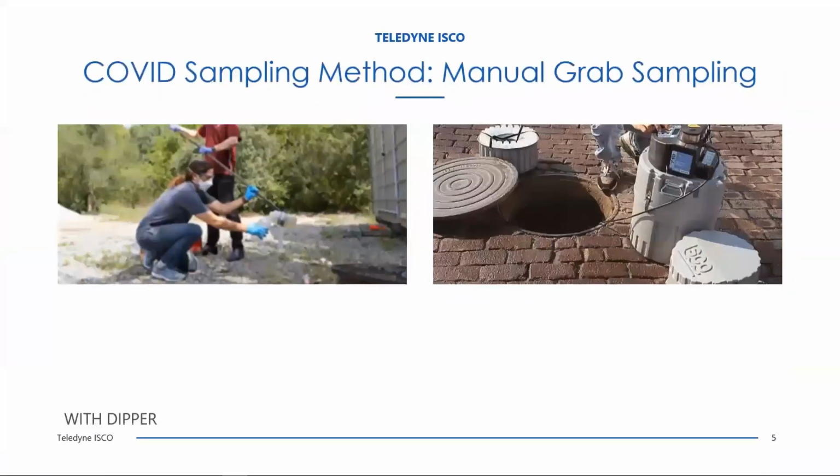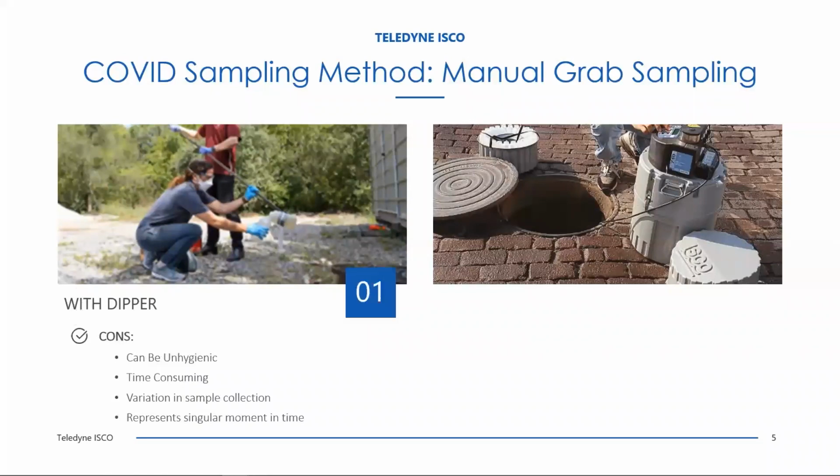There are a number of methodologies that can be utilized to collect a sample. The first one is a manual grab sampler. This can be performed manually by using a dipper, which is a cup or a container that is attached to a pole that is then lowered into the source to pull the sample out. The pros of such a methodology: it's a simple tool. There's not a great degree of complexity involved, and it's fairly simple to perform.